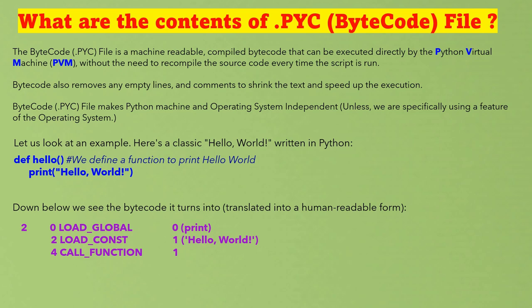Let us look at an example. Here's a classic Hello World written in Python. Down below, we see the bytecode file it turns into, translated into a human-readable form.